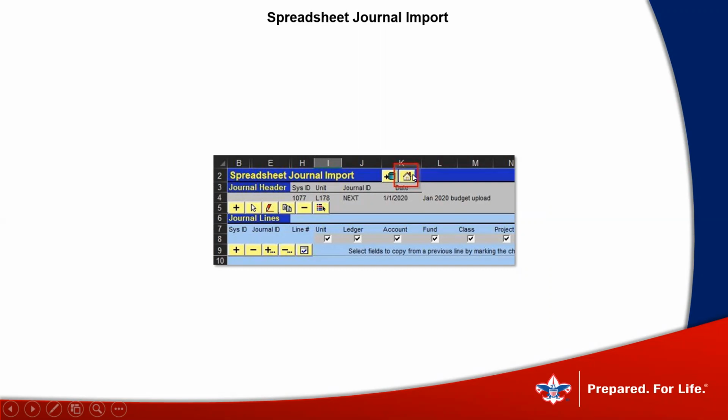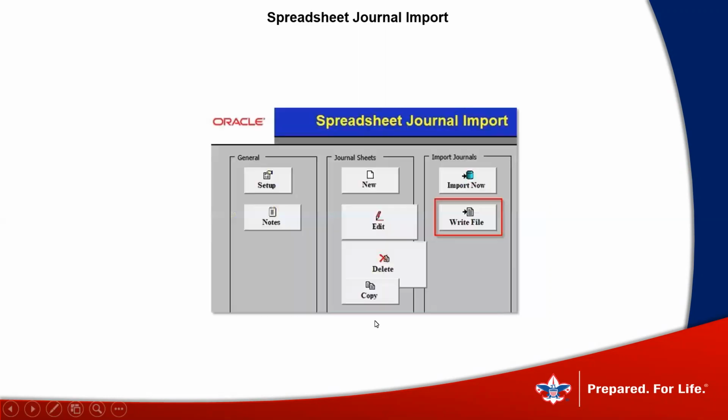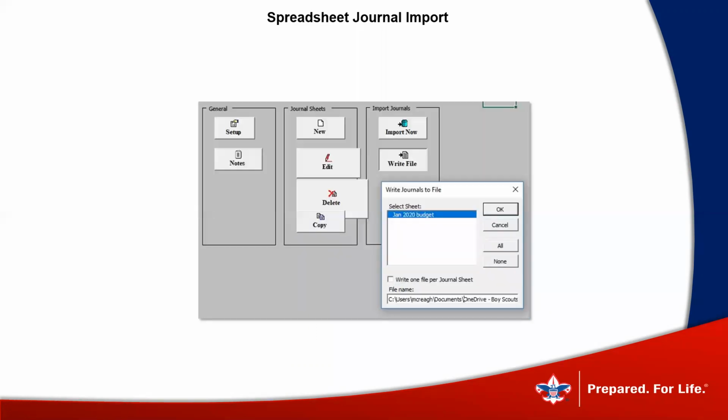We're going to hit the little house, which is going to take us back to our home page or original screen in this macro-filled Excel sheet. So you recognize we're back here, and we're going to click on the right file option. So we click on that, and then this box pops up, and it wants to make sure we know where we're going to write the file to.